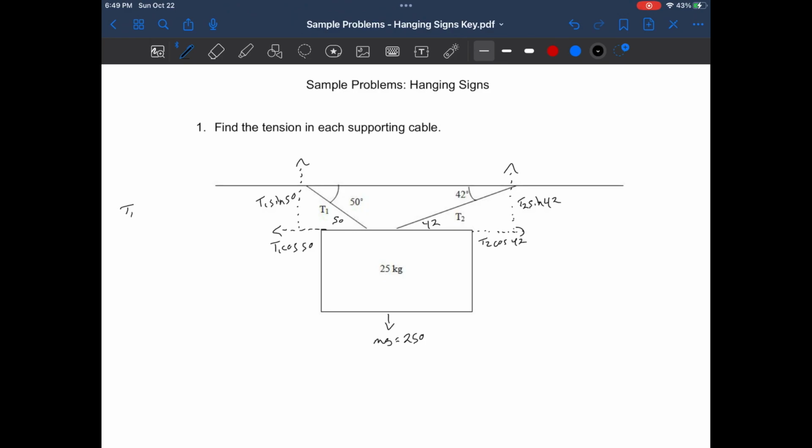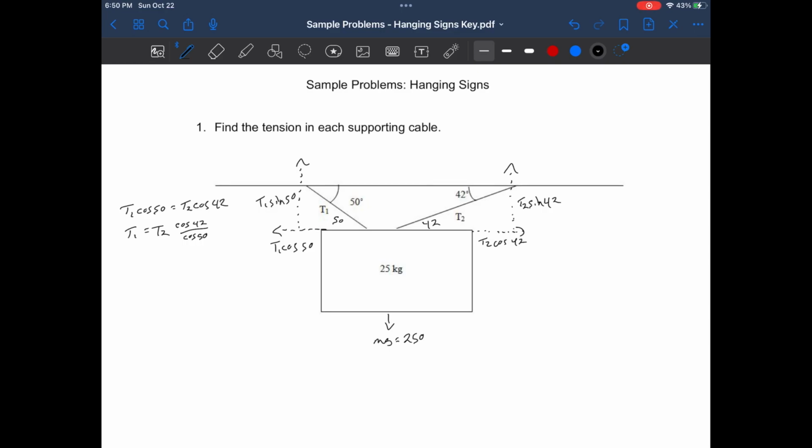Now that we have our free body diagram broken down into the pieces we need, let's do our net force equations. Left is equal to right. T1 cosine 50 is equal to T2 cosine 42. Let's simplify that and just divide the cosine of 50 to the other side so we can solve for one of our variables. T1 is equal to T2 times cosine of 42 divided by the cosine of 50.